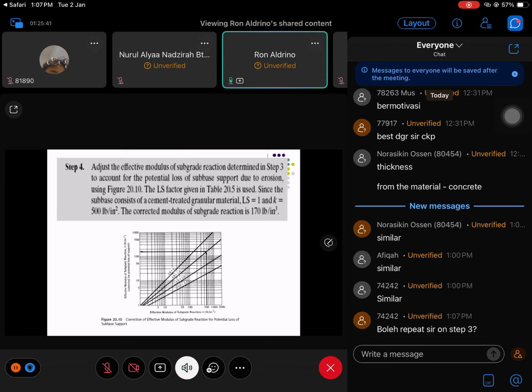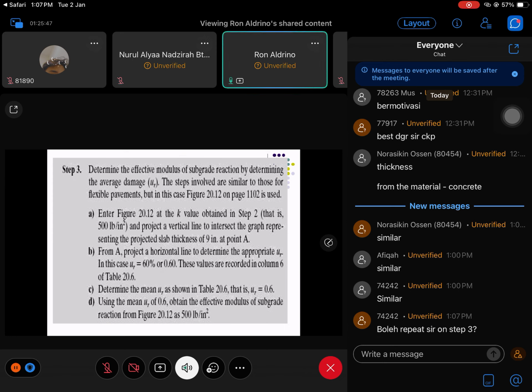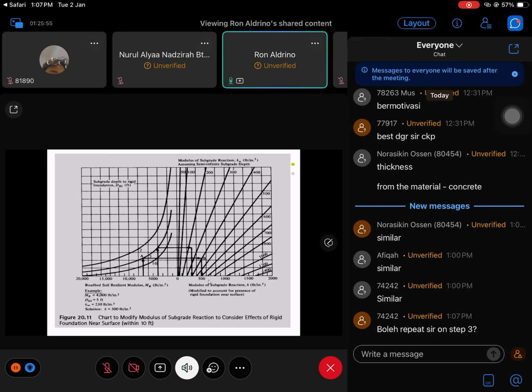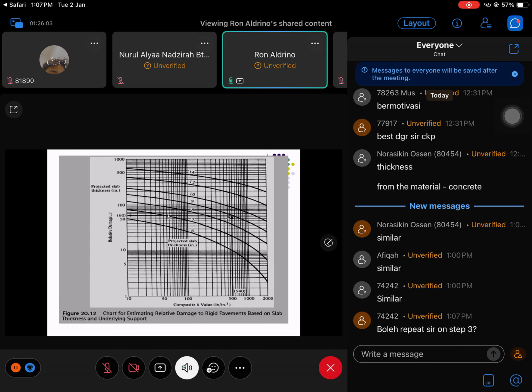Okay, step 3. After you have obtained the value, for example, from Figure 2011, you use Figure 2012. So this is the figure for 2012.